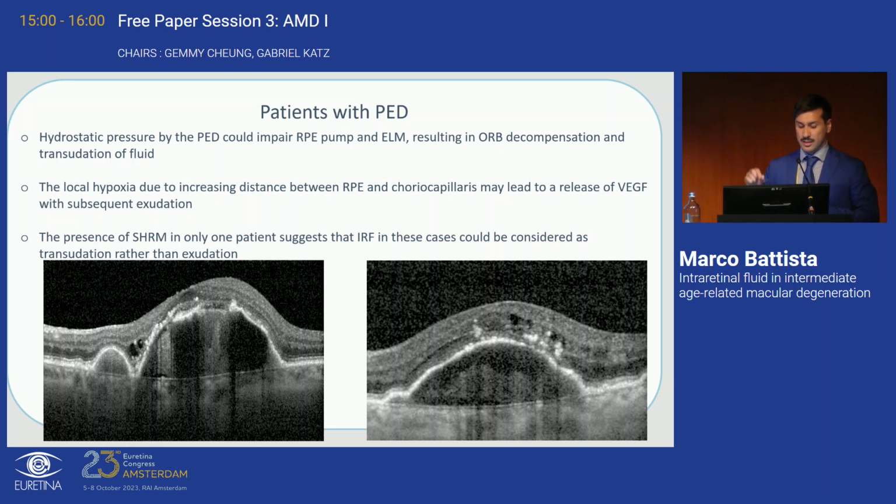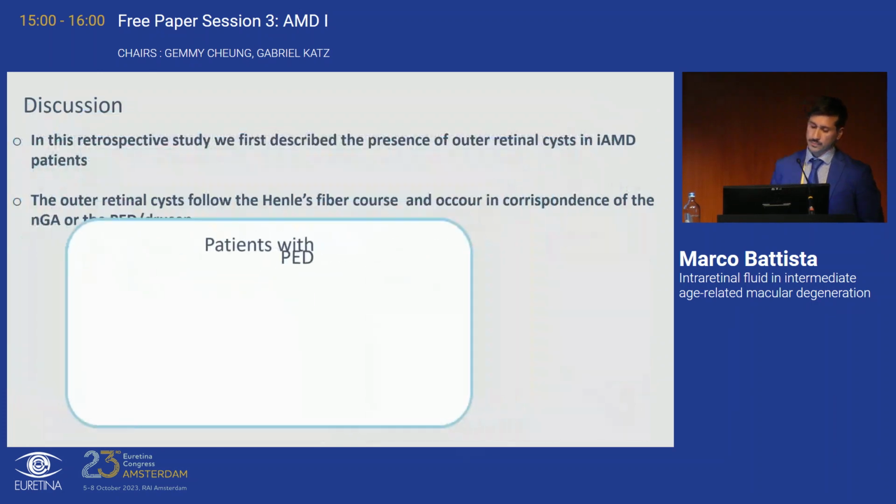In particular, the focal and local hypoxia in this particular area may lead to a release of VEGF with consequent exudation. Instead, we think that the transudation is a secondary mechanism, even though it's quite rare, because we observe the SHRM only in one case.